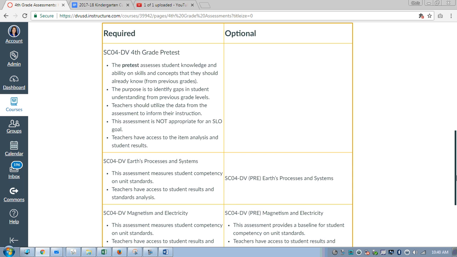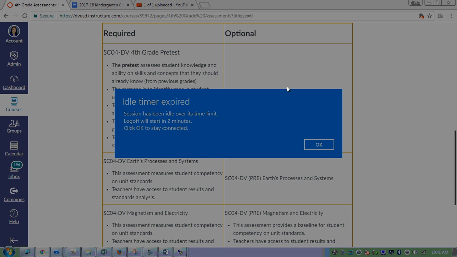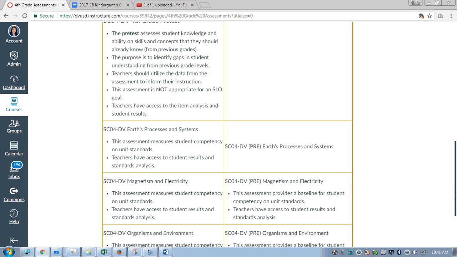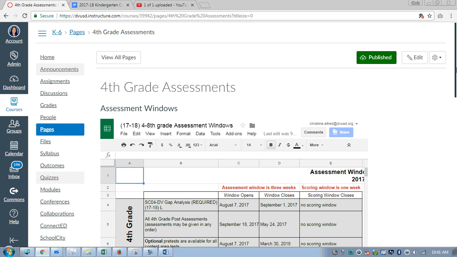I do want to point out that the 4th grade pretest, or that gap analysis test, is not appropriate for an SLO goal. There is no post that goes along with it. It's testing 3rd grade standards, not 4th grade standards, and so it's not an appropriate assessment to utilize for an SLO goal.